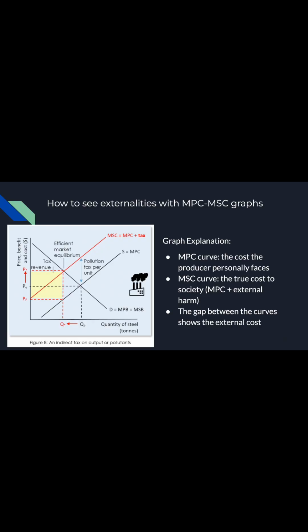When decision makers only follow MPC, the market produces too much of the good, the point where MPC meets demand, but the socially efficient level is where the MSC meets demand. And this difference creates overproduction, social inefficiency, and deadweight loss, which is that little part in between the graphs where you have just money being lost. This entire visual shows exactly why externalities cause market failure, and the producer sees only part of the cost.